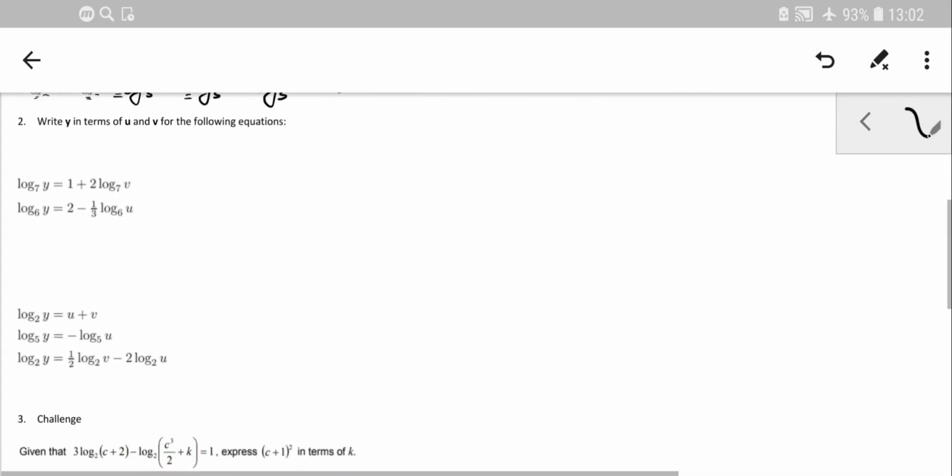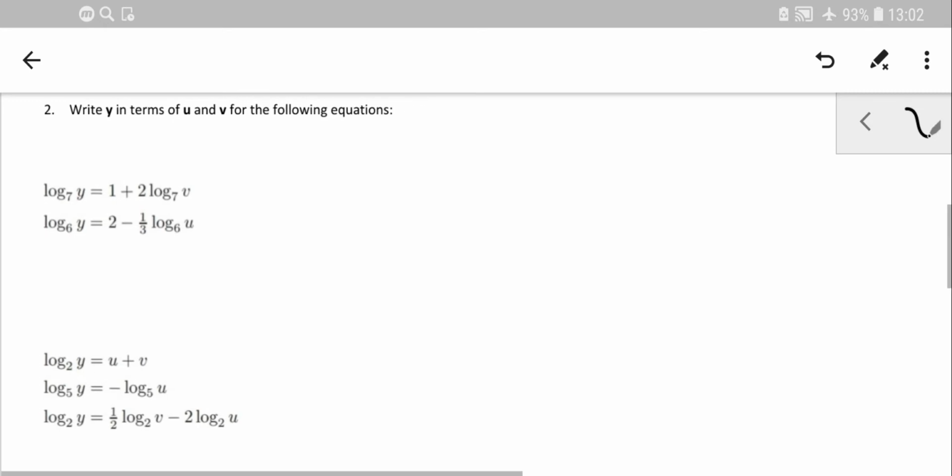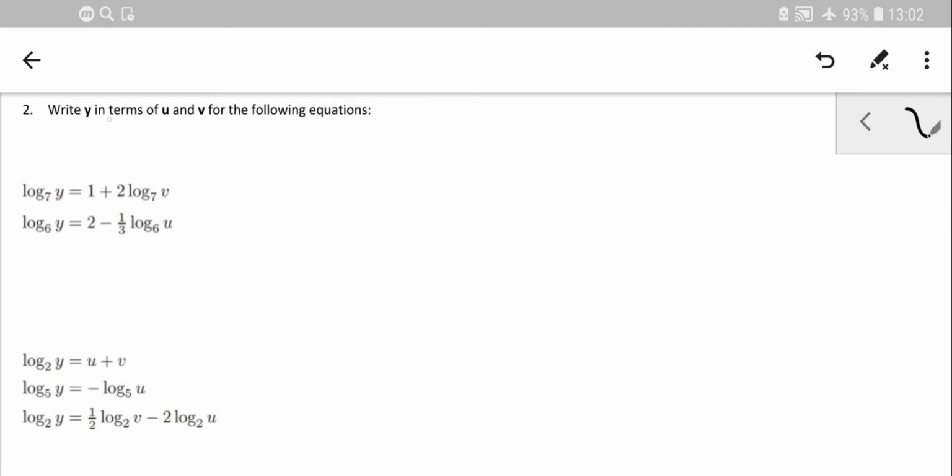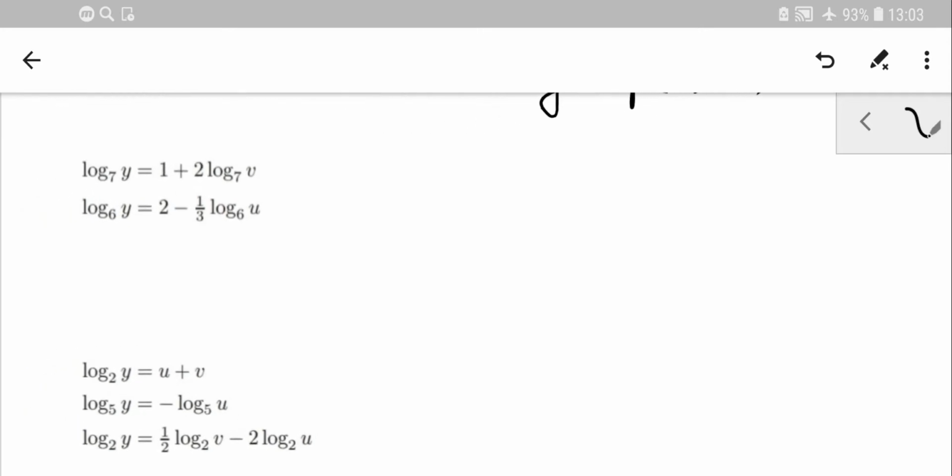Exercise 2. You need to write y in terms of u and v for the following equation. So what does it mean? It means you need to set up y equals something, and that's going to be some expression from u and v. Okay, let's try to do that.